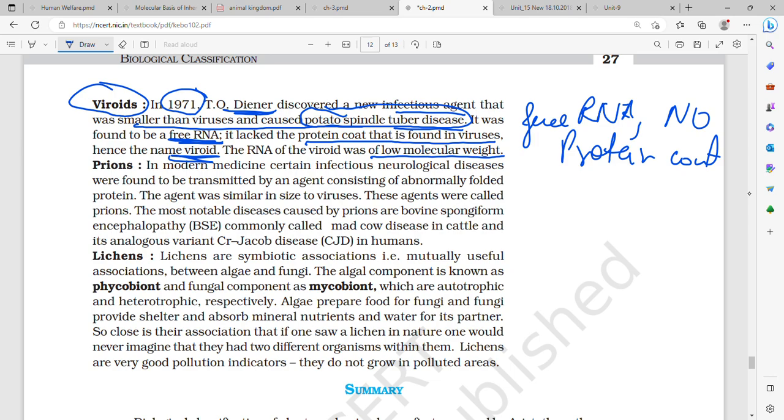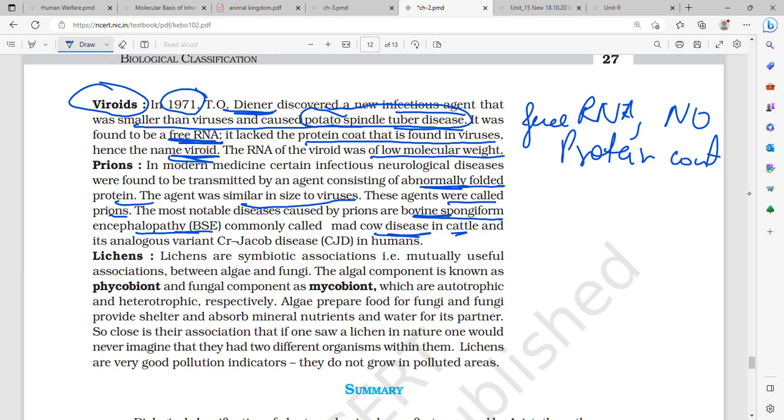Prions. In modern medicine, certain infectious neurological diseases were found to be transmitted by an agent consisting of abnormally folded protein. The agent was similar in size to viruses. These agents were called prions. The most notable diseases caused by prions are bovine spongiform encephalopathy (BSE), called mad cow disease in cattle, and the analogous variant in those who eat beef containing the agent that has not been cooked very well.